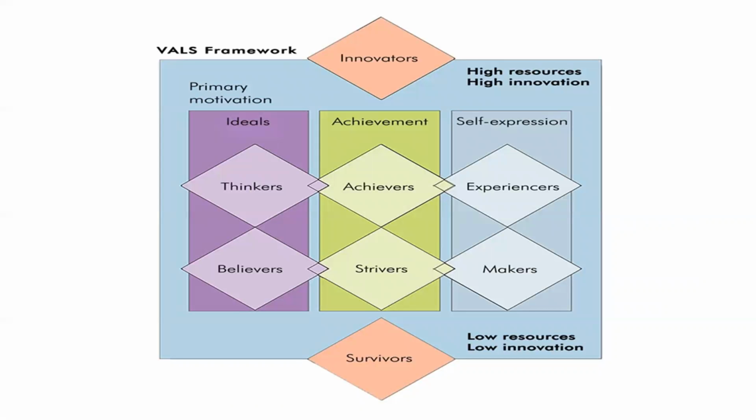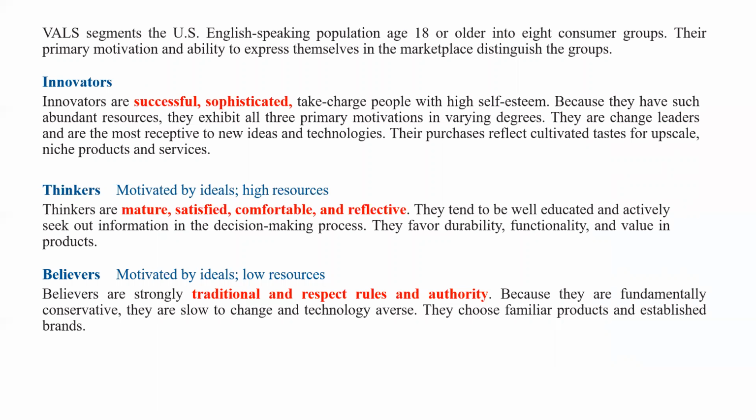So if we see from left to right, VALS identifies 3 types of primary motivation. These are ideals, achievements, and self-expression. Ideals means they are guided by knowledge and principles. People with achievement motivation seek to advance their personal position. And people who are motivated by self-expression look for activity, variety, and independence. So these are the 3 types of motivation. On the basis of this motivation and the level of resources and innovation, these groups have been categorized. Now we'll be seeing them one by one.